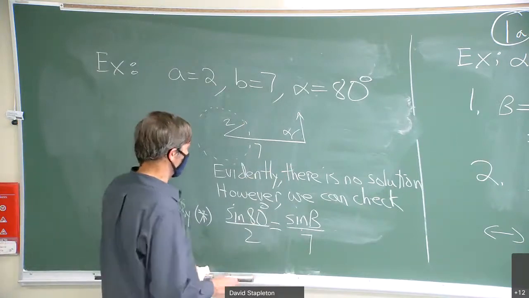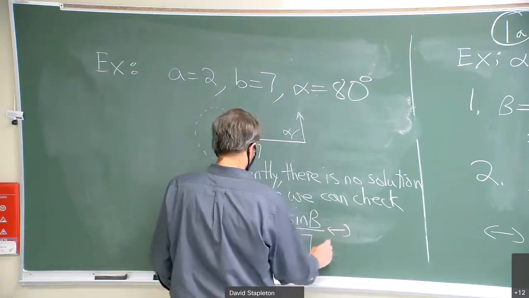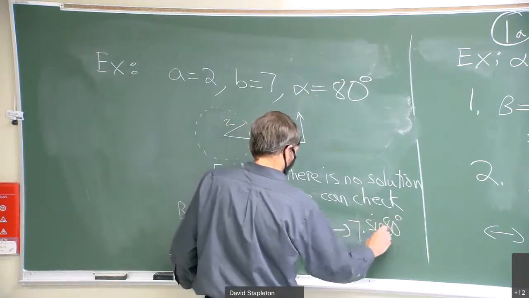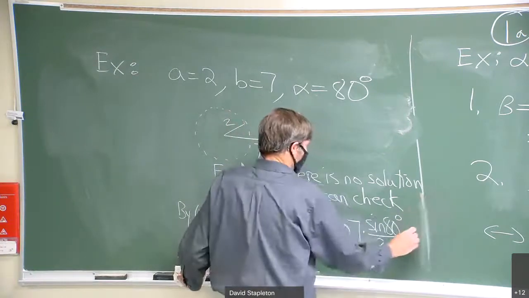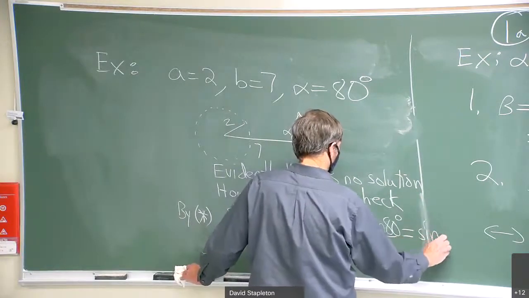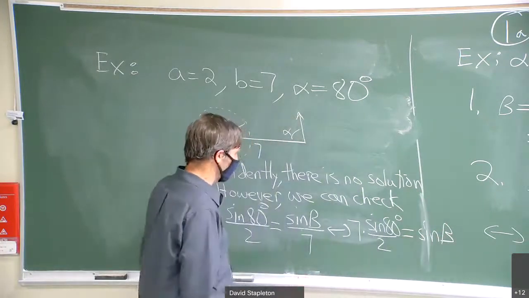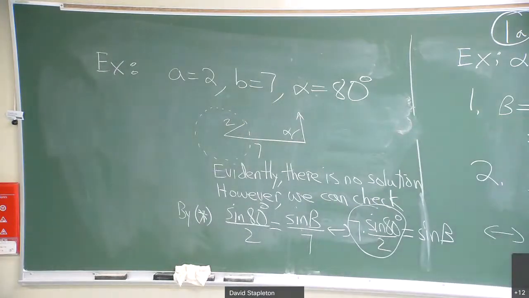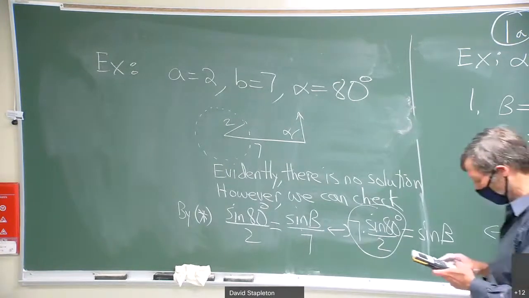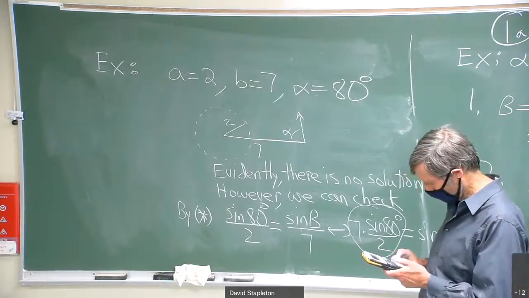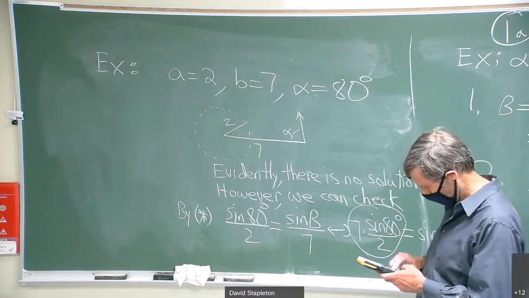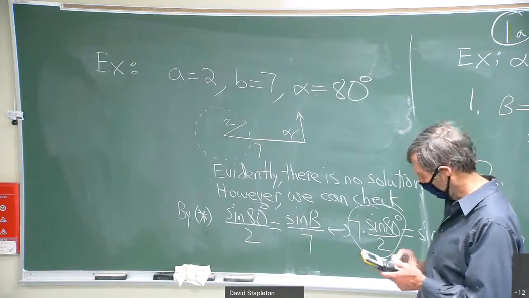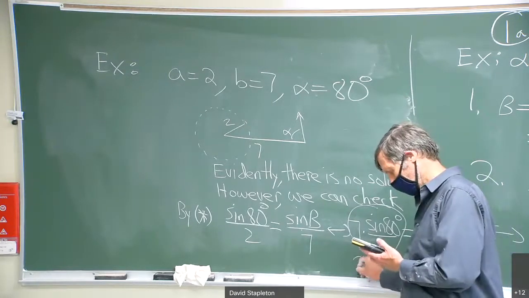Now I just multiply both sides by 7. And I've got 7 sine 80 degrees over 2 equals sine beta. And now if I just run this on the calculator, I wonder what it is. Seven times sine 80 degrees divided by 2 gives me 3.44. We'll round it to 3.4.